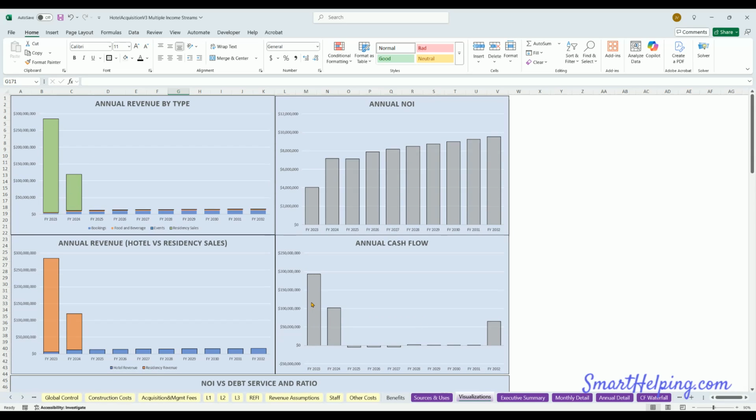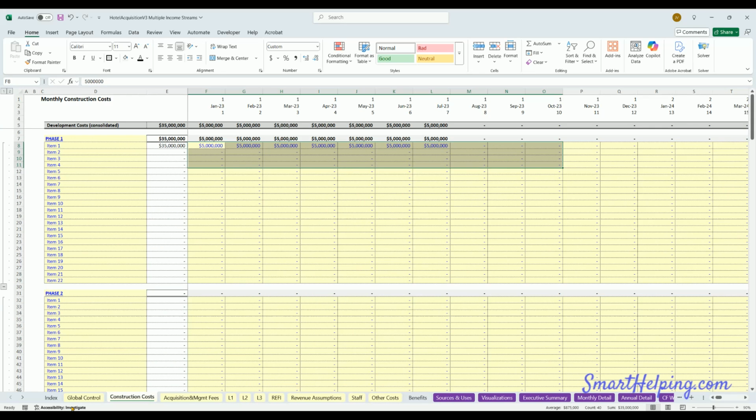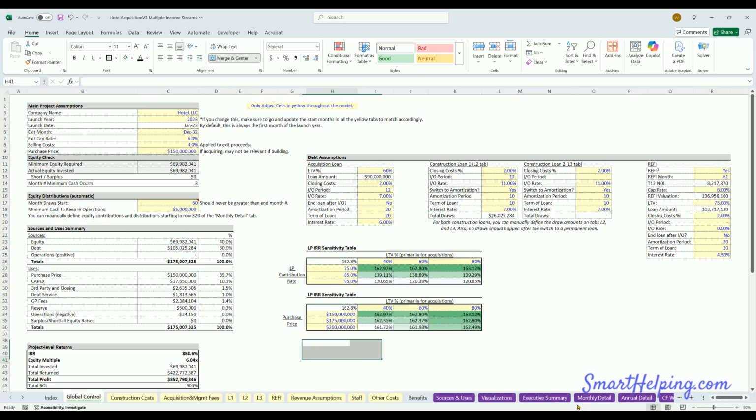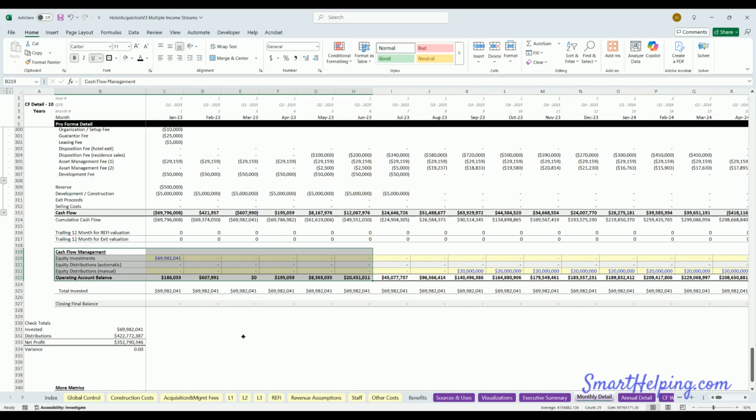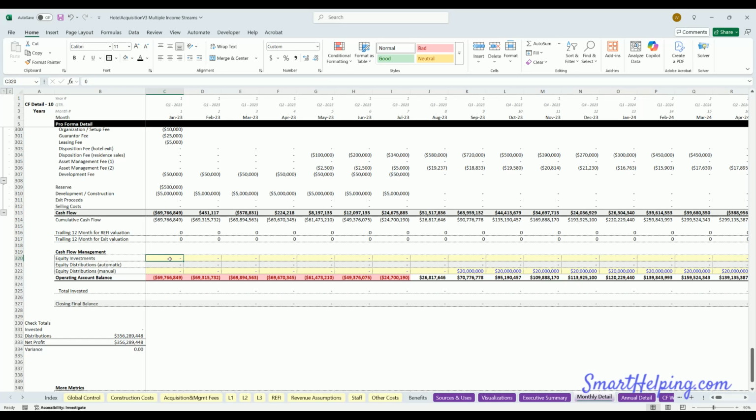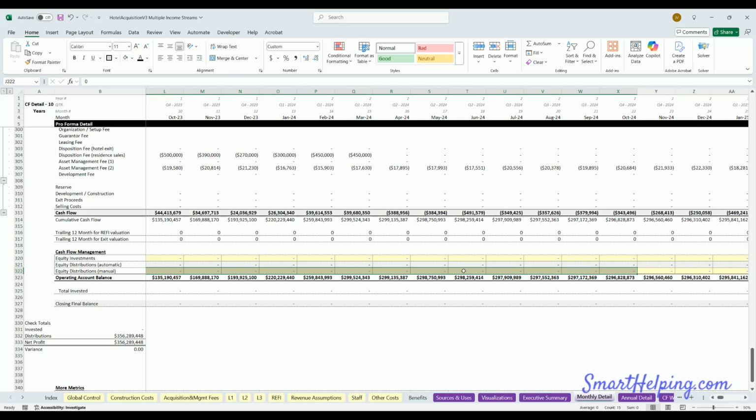Okay, and this annual cash flow, let me look at my assumptions. Let's look at where we are at, because I changed a couple things. Oh, I know what happened. So let me zero this out. We added more residency sales. Let me zero out these distributions as well.